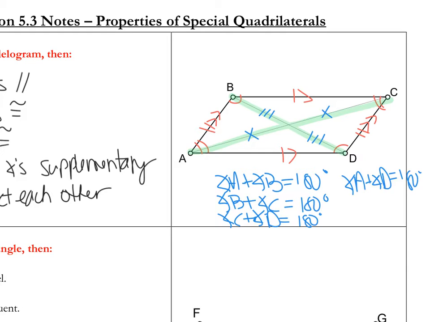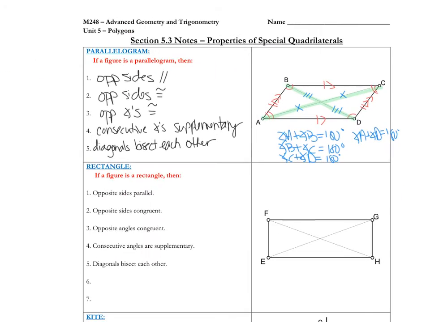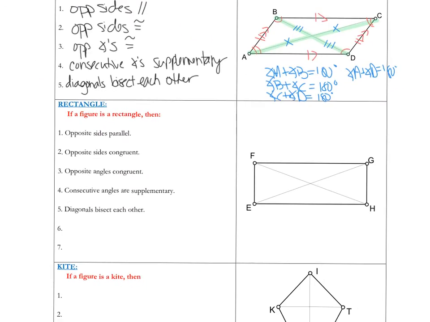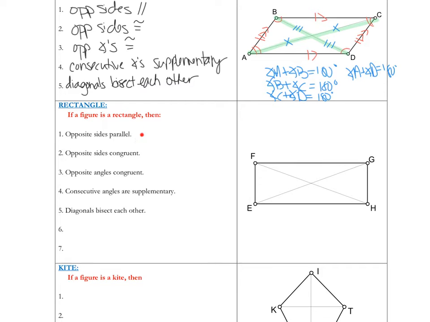Okay, so we need to know those 5 special properties. We need to have them memorized. So opposite sides parallel, opposite sides and angles congruent, consecutive angles supplementary, and diagonals bisect each other. So start making flashcards or start quizzing yourself. So I went ahead and filled in the properties for you for if they repeat themselves.